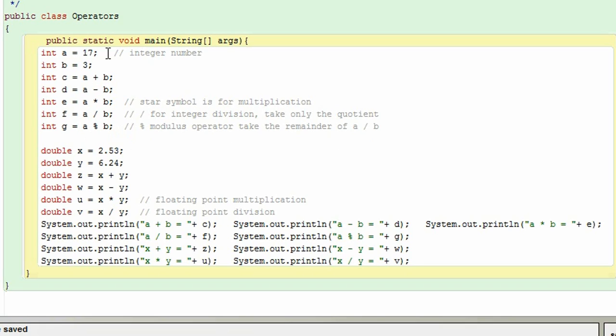So for example, we have 17 divided by 3. The integer division gives 5. The quotient is 5 because 5 times 3 plus 2. And the modulus, the remainder, is 2. We assign that to g. And then we have double precision 64-bit numbers, x equals 2.53 and y equals 6.24. And then we do addition, subtraction, multiplication, and division, and we print them all out.